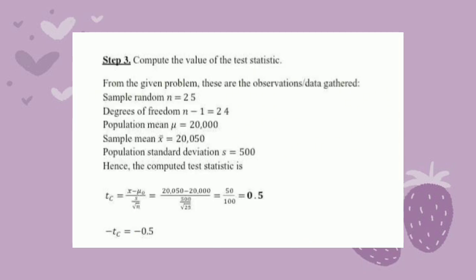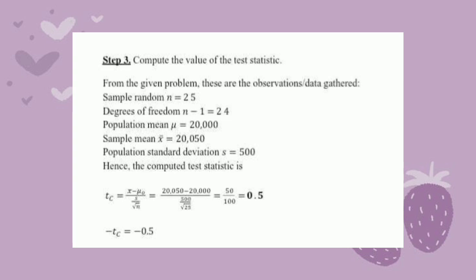So for the next step, compute the value of the test statistic from the given problem. These are the observations or data gathered. The sample size is 25, and for the degrees of freedom, we subtract 1 from our sample size. So 25 minus 1 is 24. For the population mean, it will be 20,000, and our sample mean will be 20,050. The standard deviation is 500. Hence, the computed test statistic is 0.5.